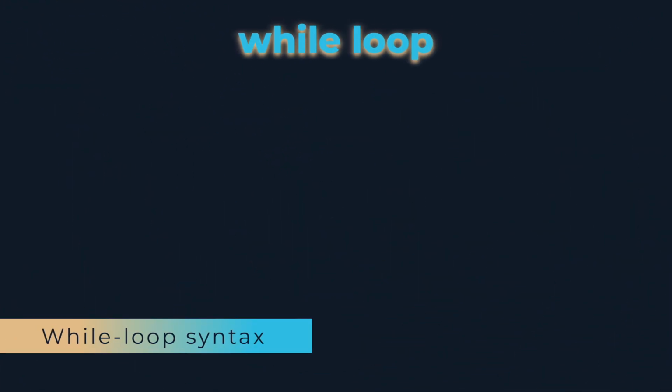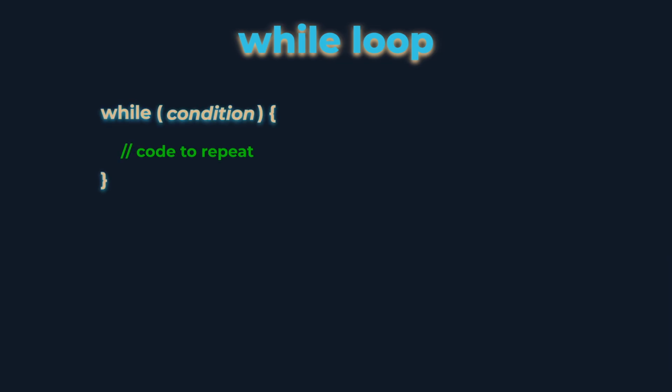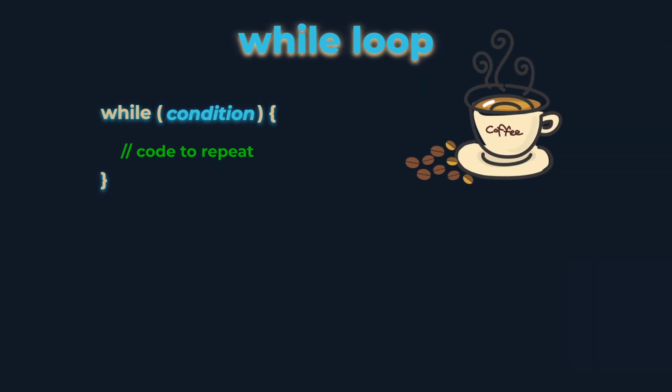First things first, what is a while loop? A while loop runs a block of code as long as a condition is true. Think of it like this: while the coffee cup is not empty, keep sipping. Once the condition becomes false, the loop stops.